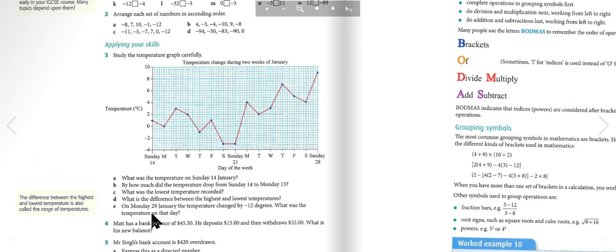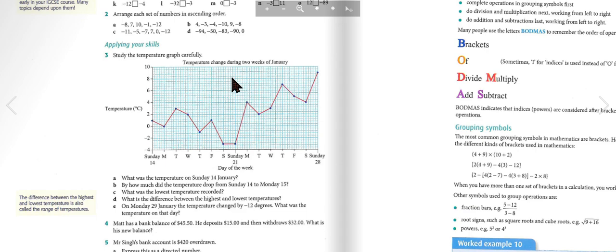Matt has a bank balance of 45. Wait, no. Did you think of the answers?